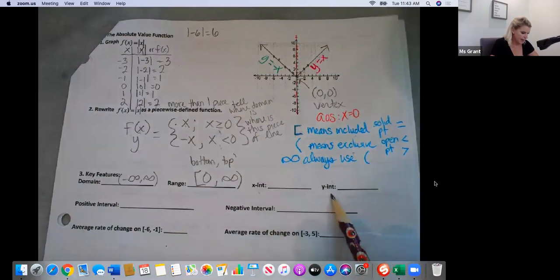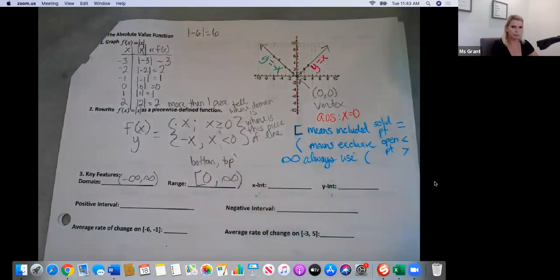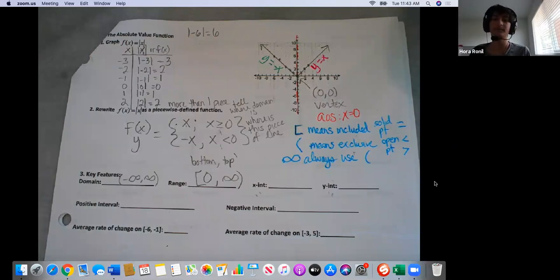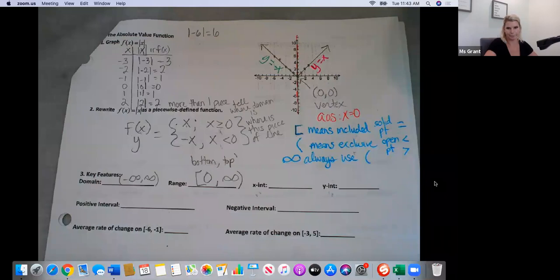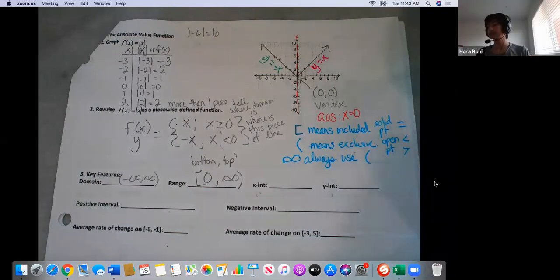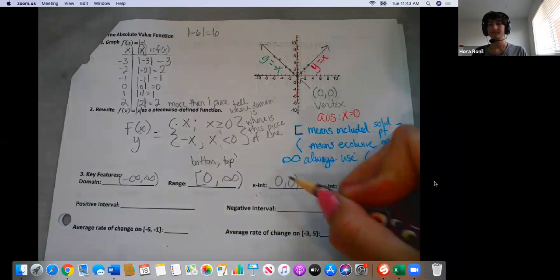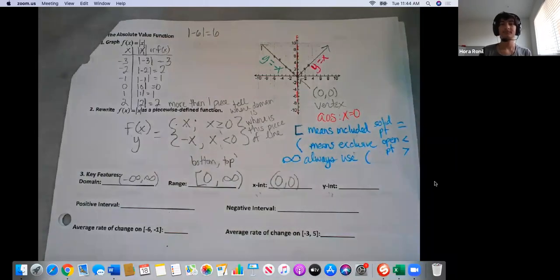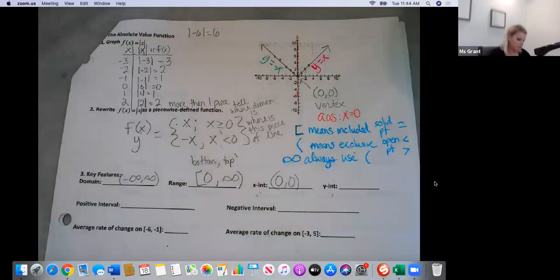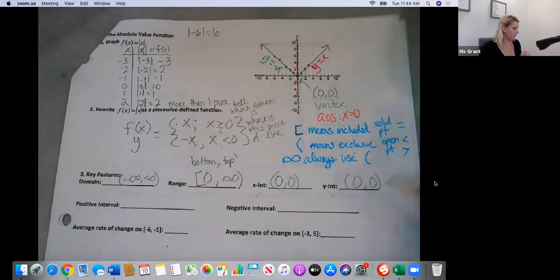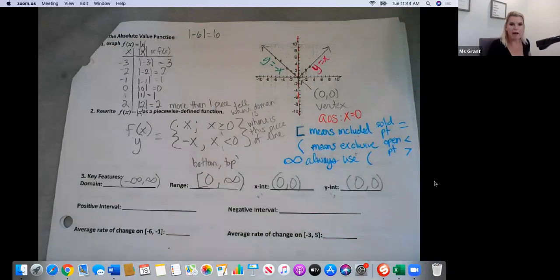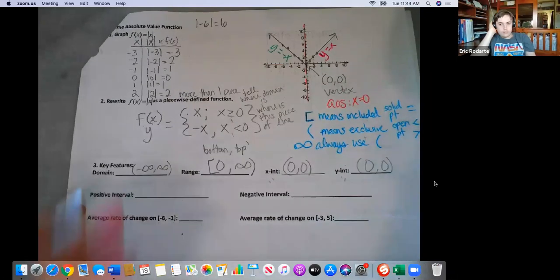I need volunteers for my x-intercept and y-intercept. X-intercept. Ronil. X, it's 0, 0. Alexis, what do you think my y-intercept is? 0, 0. Yeah. Okay. So now, I'm going to talk about the positive interval.